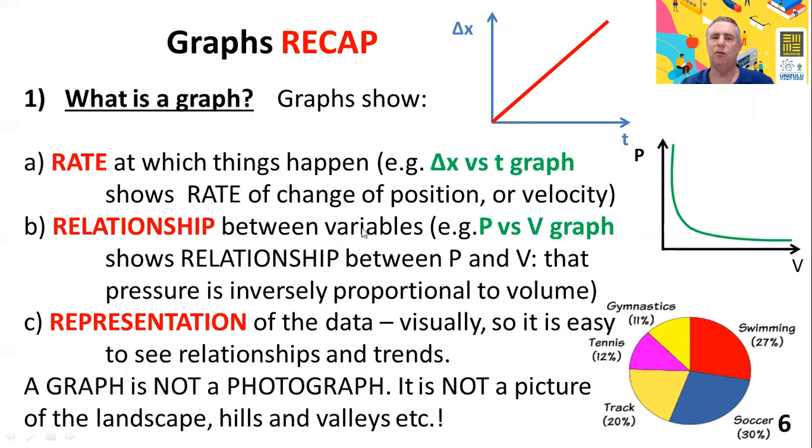They show a relationship between variables. A good example is a pressure volume graph for Boyle's law. And they can show a visual representation of the data, like in a pie chart. And again, a reminder that a graph is not a photograph.